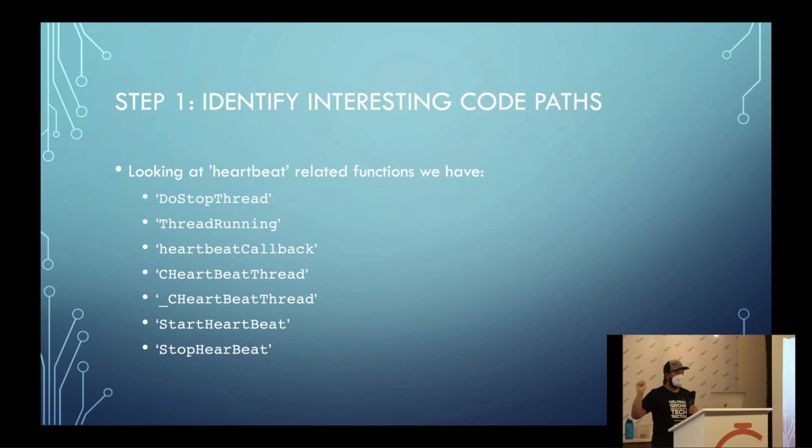There's a do thread stop, there's a thread running, there's a heartbeat callback, there's a C heartbeat thread, and an underscore C heartbeat thread. The symbols aren't going to have tildes in them, so we're going to guess that that's probably the constructor-destructor pair. And then we have start heartbeat and stop heartbeat. One thing I failed to mention is that most of our code is in C++, so this is a C++ native library. So we're dealing with C++ style objects.